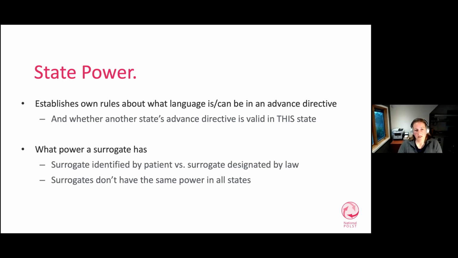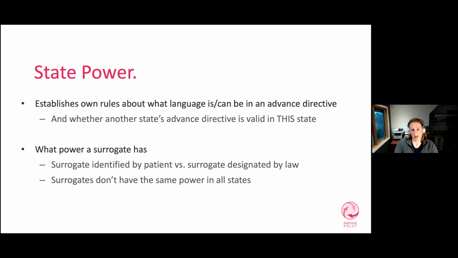Other variations among states are what kind of power a surrogate has. So a surrogate identified by a patient in an advanced directive can have more power than a surrogate designated by law. For example, in Nevada, a surrogate defined by law, meaning that the patient didn't have an advanced directive, is unable to change a POLST if a patient had one. If the patient has a POLST saying DNR, do not attempt resuscitation, and lacks capacity, the surrogate cannot say, we need to change the POLST to CPR, a more aggressive treatment. They're not allowed to. If they were a surrogate identified through an advanced directive, they would have that power.